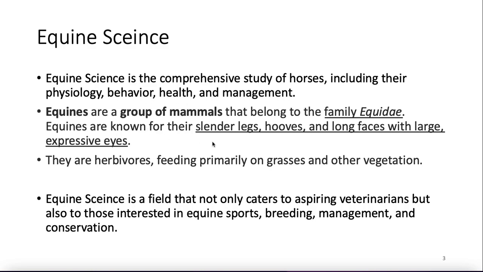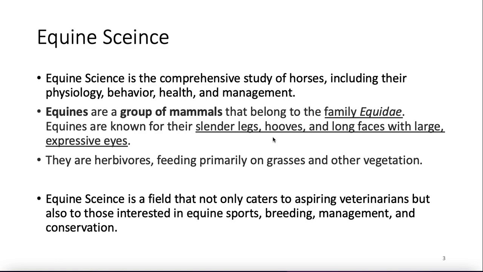So this group of animals belongs to the family Equidae. And what are the salient features? These four are the salient features of the horses: the cylindrical legs. In other animals, just like cattle, buffalo, sheep, goat, we see that all these are four-legged animals, but the legs of the horse are more slender as compared to the other ones. And the most important feature is the hoofs, the presence of hoofs.